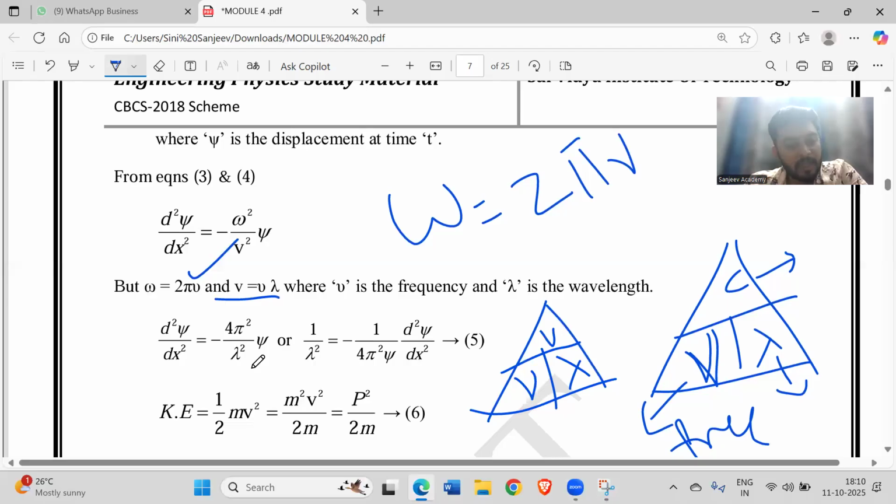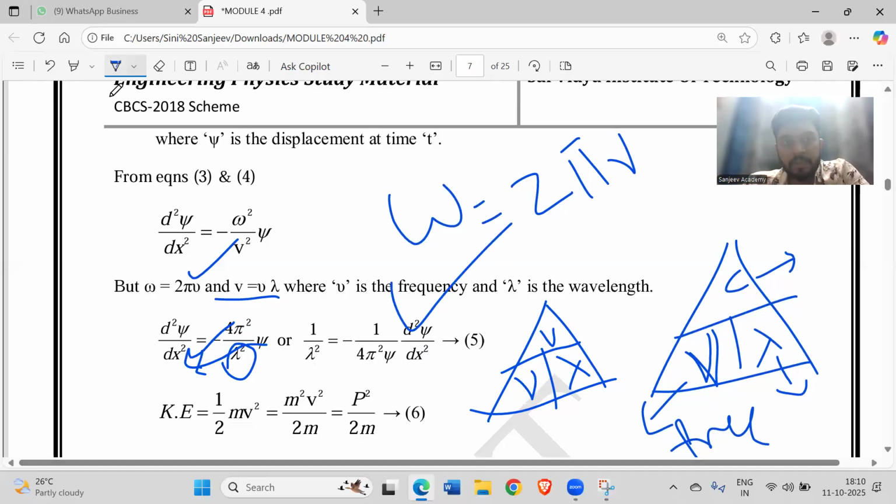Once I get this, the 1 by lambda square is there, no? This I'll keep on one side, and the rest of the things I'll take to the other side. This 4 pi square will come down, this psi also will come down. So like that, I'll get equation number 5.